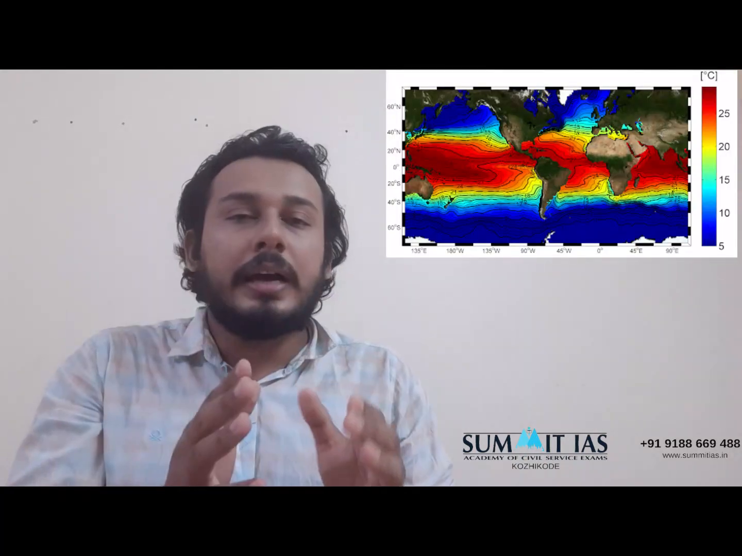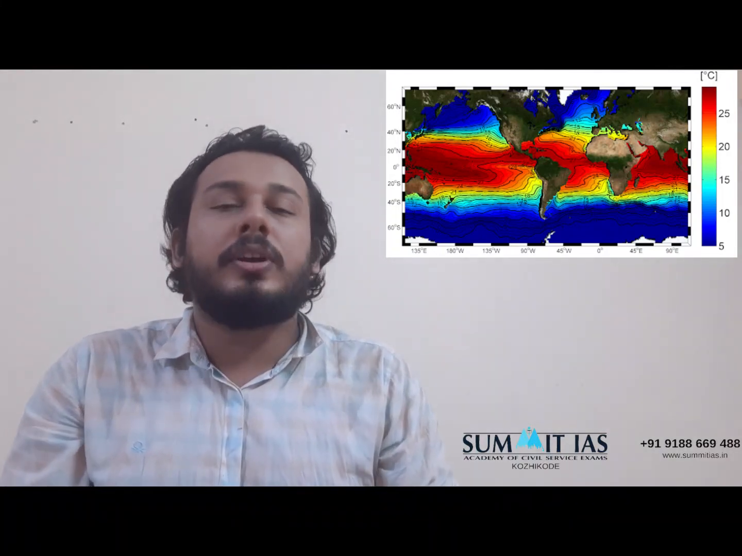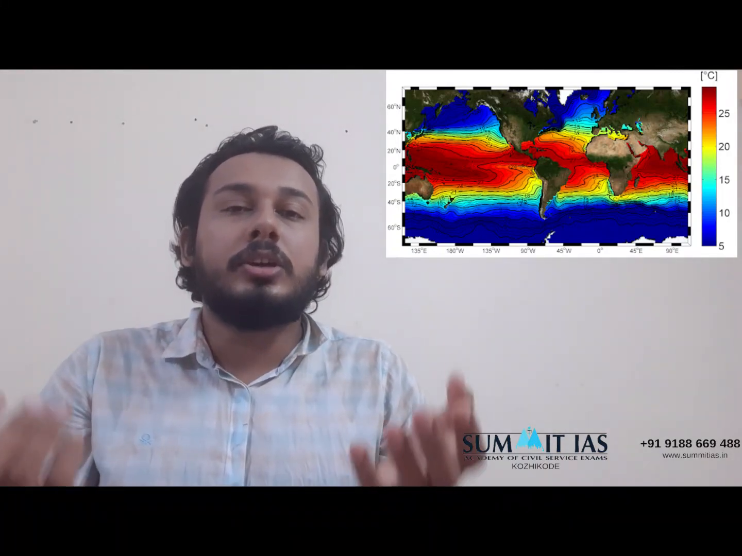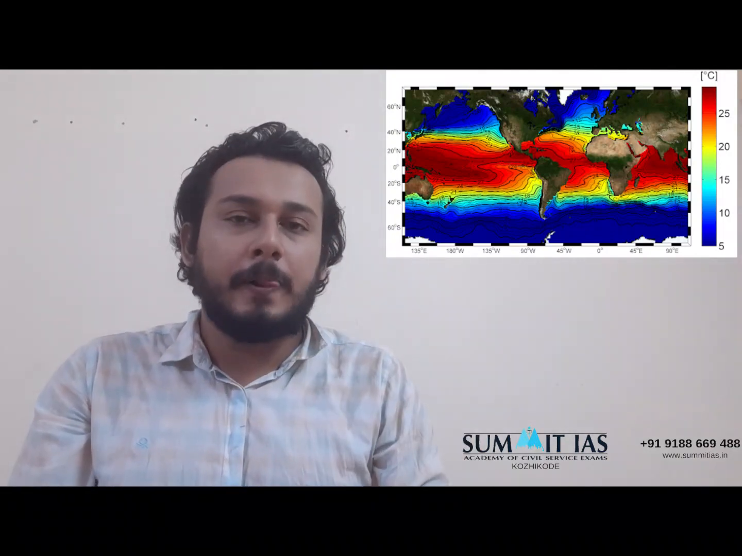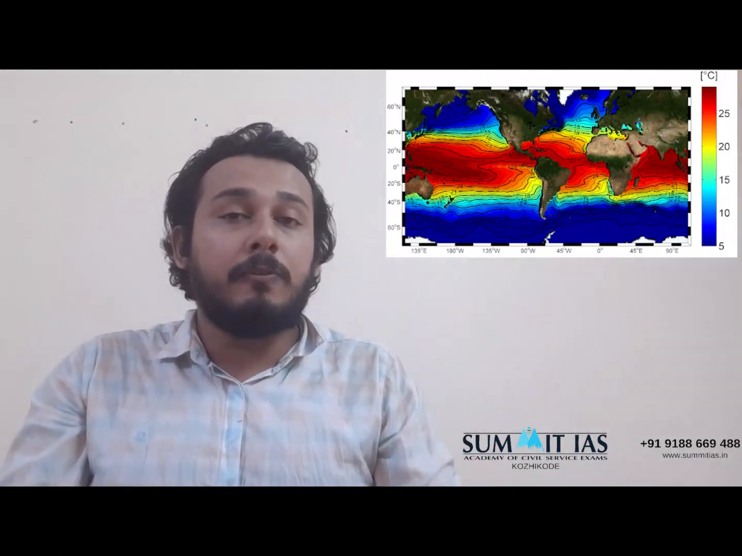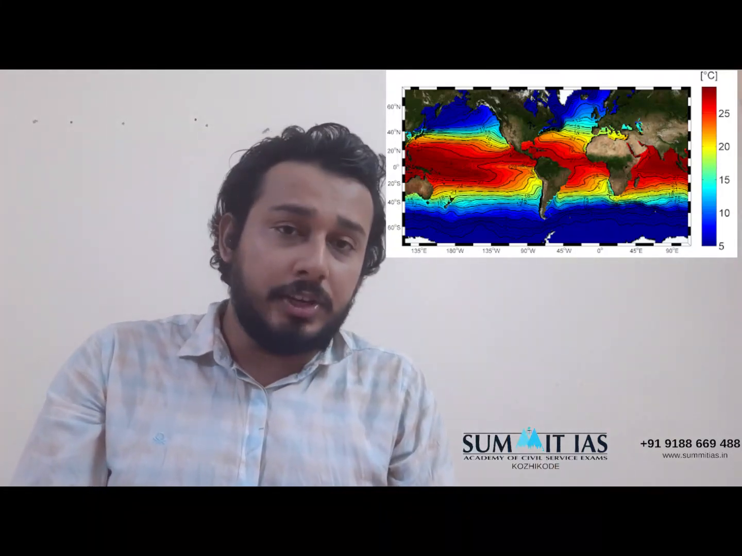So based on these 5 factors, we can assume, or we can calculate the salinity of different oceans. According to these factors, the distribution of salinity varies from one place to another. For example, the salinity of the equatorial water will be different from the salinity of subtropical water. It will be different from the subpolar water, and it will be different in polar water. So there are different variations.